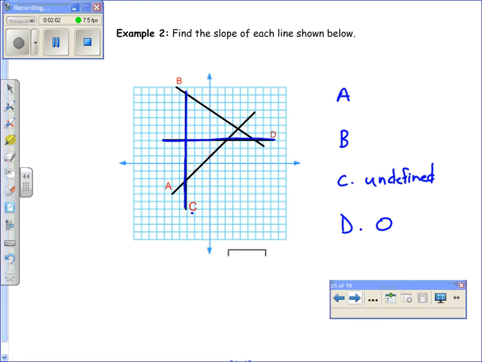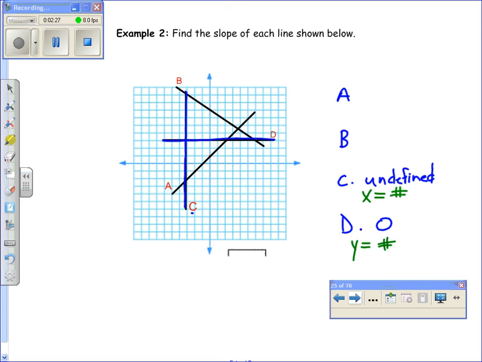If it has a slope that is undefined, like it does in C, then the equation for that is going to be x equal to some number. And if it has a 0 slope, then the equation of that line is going to be not x equals some number, but y equals some number. Okay? All right, and then for A and B, so let's look at A.